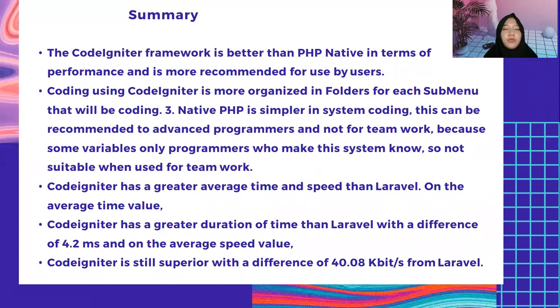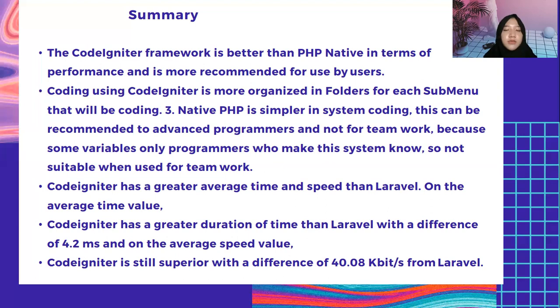And then I will tell you the summary of my test. The CodeIgniter framework is better than PHP native in terms of performance and is more recommended for use by users. Coding using CodeIgniter is more organized in folders for each submenu that will be coded. Native PHP is simpler in system coding. This can be recommended to advanced programmers and not for teamwork, because some variables only the programmer who makes the system knows, so it is not suitable for teamwork.